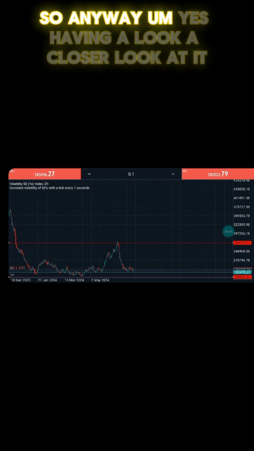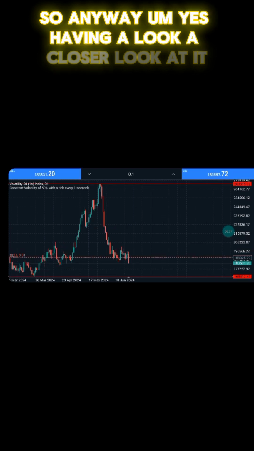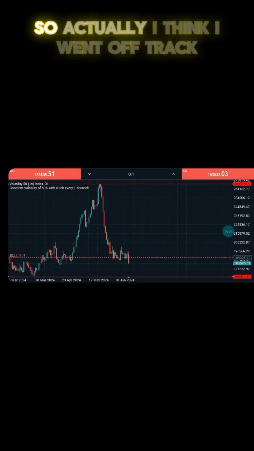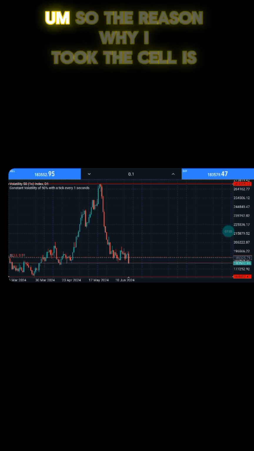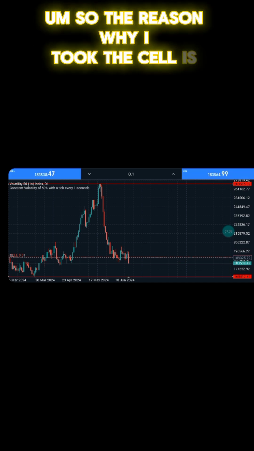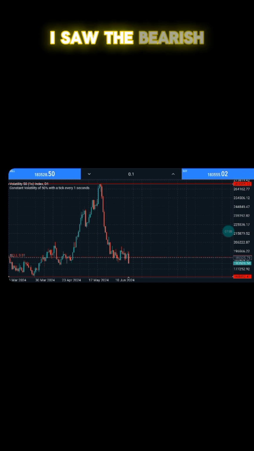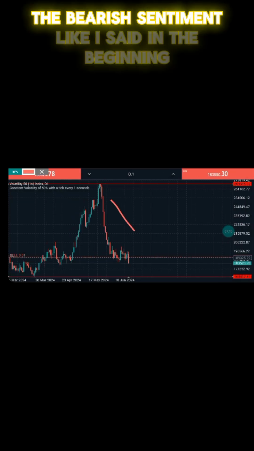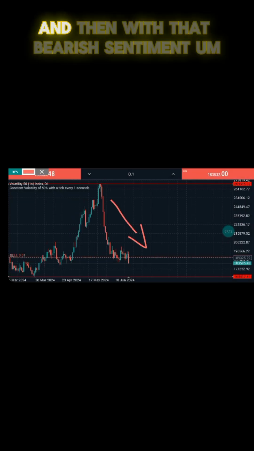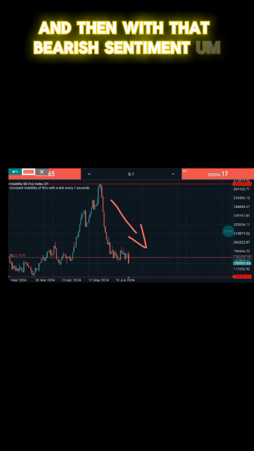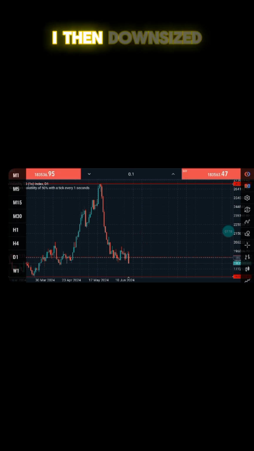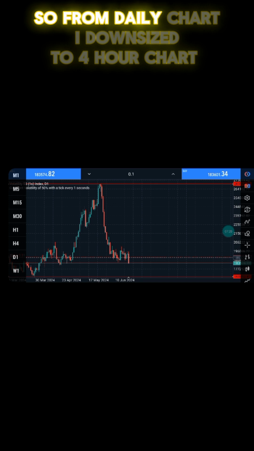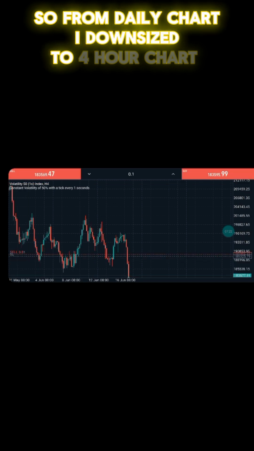So anyway, having a closer look at it. Actually, I think I went off track. Sorry about that, guys. Coming back to track now. The reason why I took the sell is because I saw the bearish sentiment, like I said in the beginning, and with that bearish sentiment, I then downsized. From the daily chart, I downsized to the 4-hour chart.